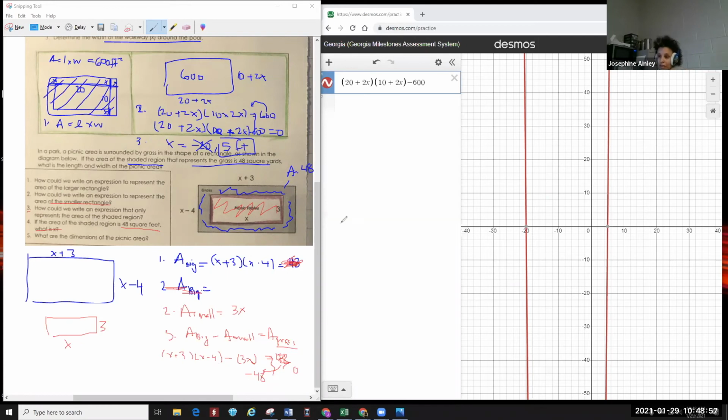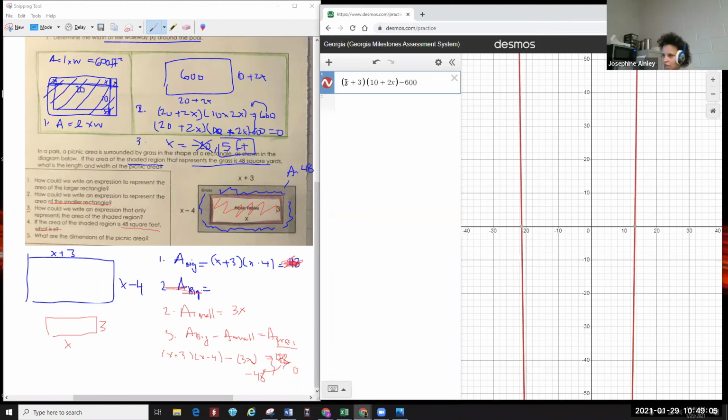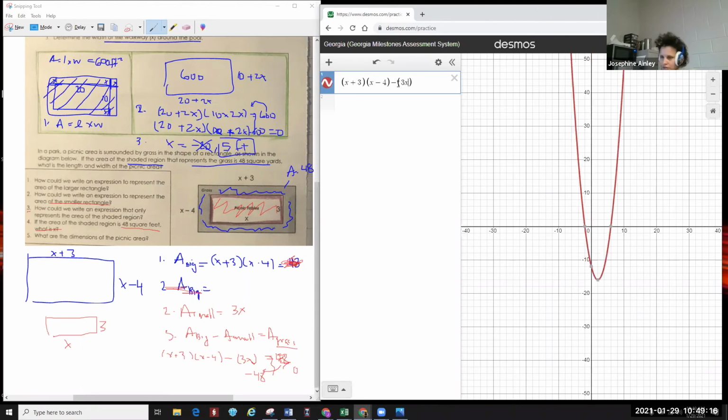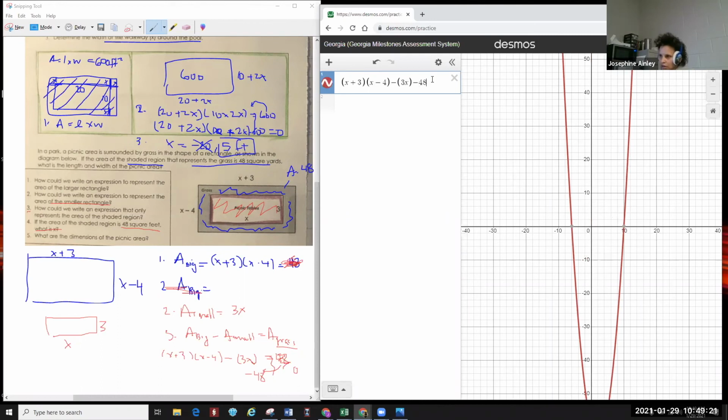Again, for ease, I'm going to put it into the calculator, and I'm going to use the parentheses I already have. So it's (x + 3)(x - 4), then minus 3x, and I'm just typing exactly what I see, minus 3x, and then negative 48. This is exactly what I have right here.